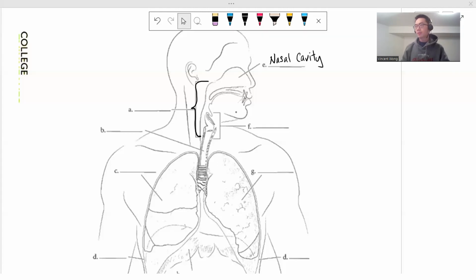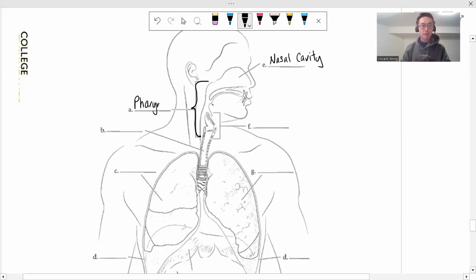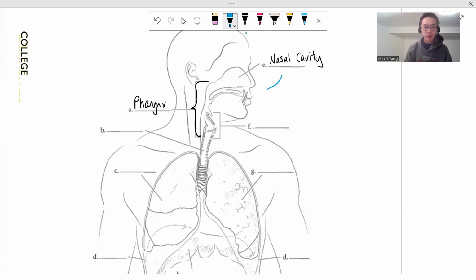Does anybody remember what that is called? Pharynx? That's right, that is the pharynx, the throat, right? Which is the common passageway for things that we inhale and for things that we ingest. Okay, so of course, we talk about how the air is going to go through the nasopharynx to enter the pharynx, whereas food is going to go through the oropharynx to enter the pharynx. Okay.